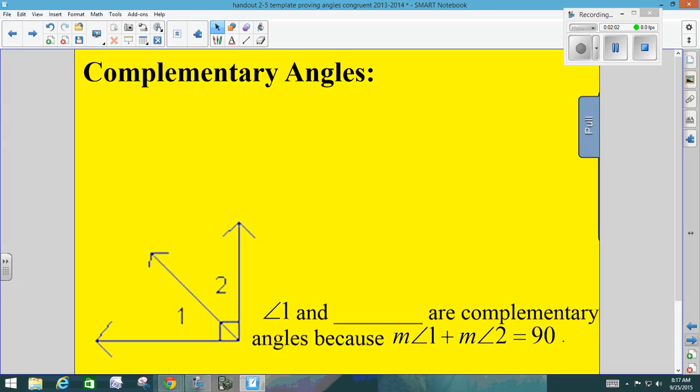Complementary. What do we know about complementary, Jimmy? They add up to 90 degrees. How many of them? 2. Good. 2 angles that add up to 90 degrees. Complementary angles are a pair of angles that add up to 90. Now, I'm not saying you can't have 3 angles that add up to 90 degrees, but I wouldn't classify those 3 angles as complementary then. Complementary come in pairs.